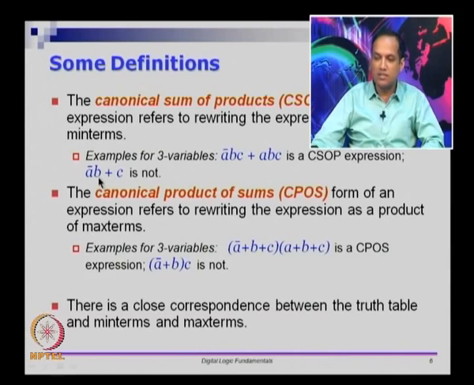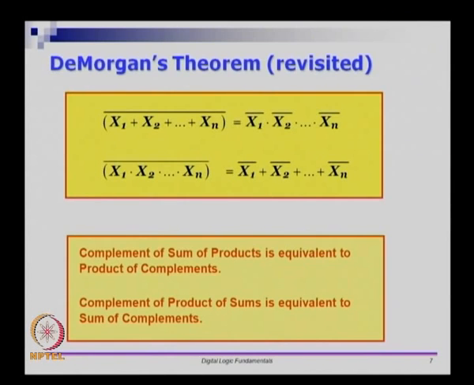This is a different expression. This is a valid CSOP expression. This is a valid SOP expression, but it is not a CSOP expression. Similarly, this is a valid CPOS, or canonical product of sums; this is not a valid canonical product of sums. The reason why we have these max terms, min terms, canonical sum of products and all of this is because there is a direct correspondence between the truth tables and min terms and max terms.